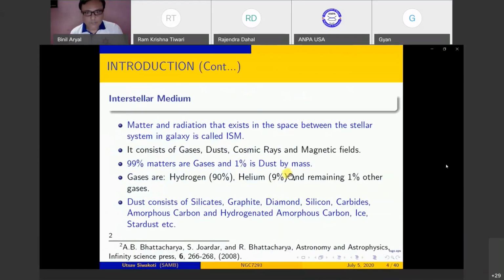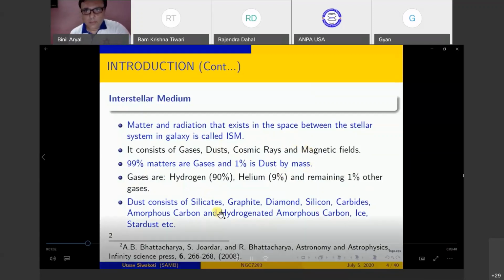While we study a nebula or any galaxy, we need to study the interstellar medium. Anything that lies between two heavenly bodies or two distant galaxies is the interstellar medium. That mainly contains gases, radiation, and magnetic fields. 99% of it is gas and 1% is dust mass. In case of gases, mostly it contains hydrogen and helium, whereas the dust by mass contains different silicates, graphite, diamonds, and other dusts.